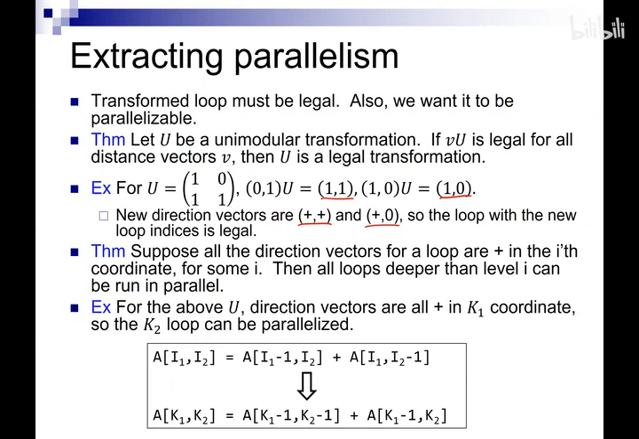So this is what we have over here. Previously you had a loop like this, and then under U this gets transformed to this. You see that this can be parallelized because k1 is the outer loop and we're doing all of these in sequence. Once you finish some k1, then for the next k1 you can do all of the different k2s in parallel.